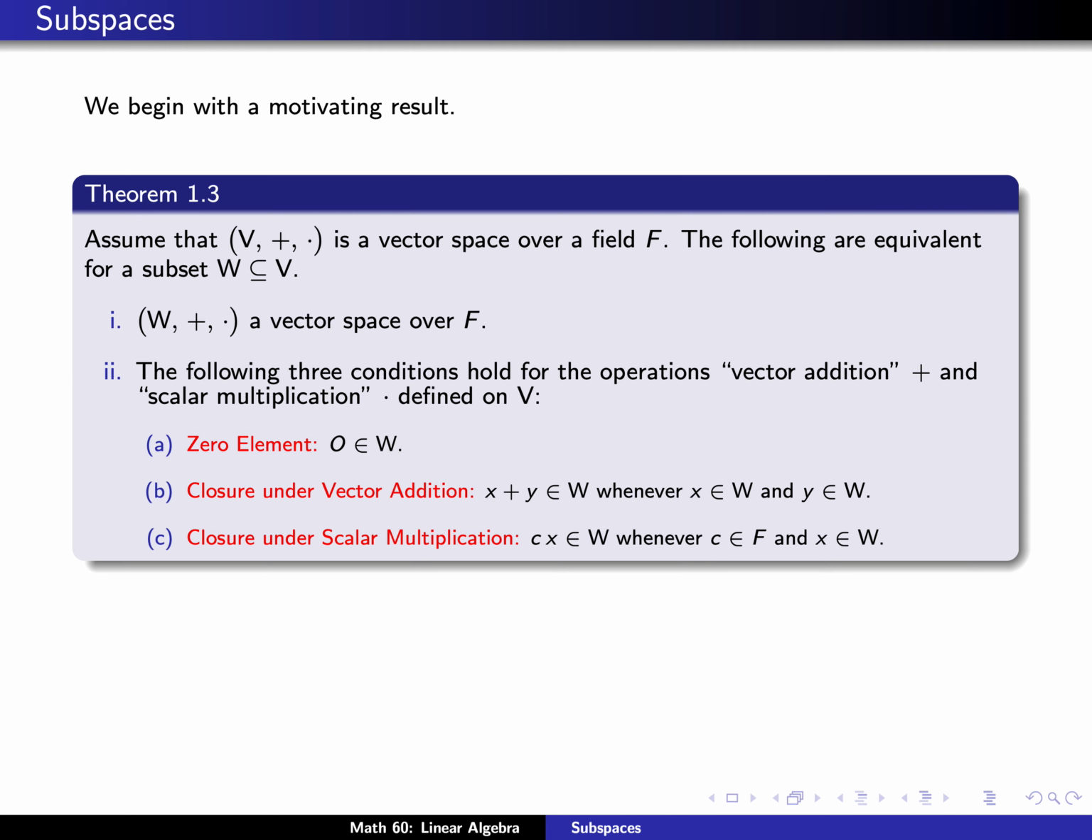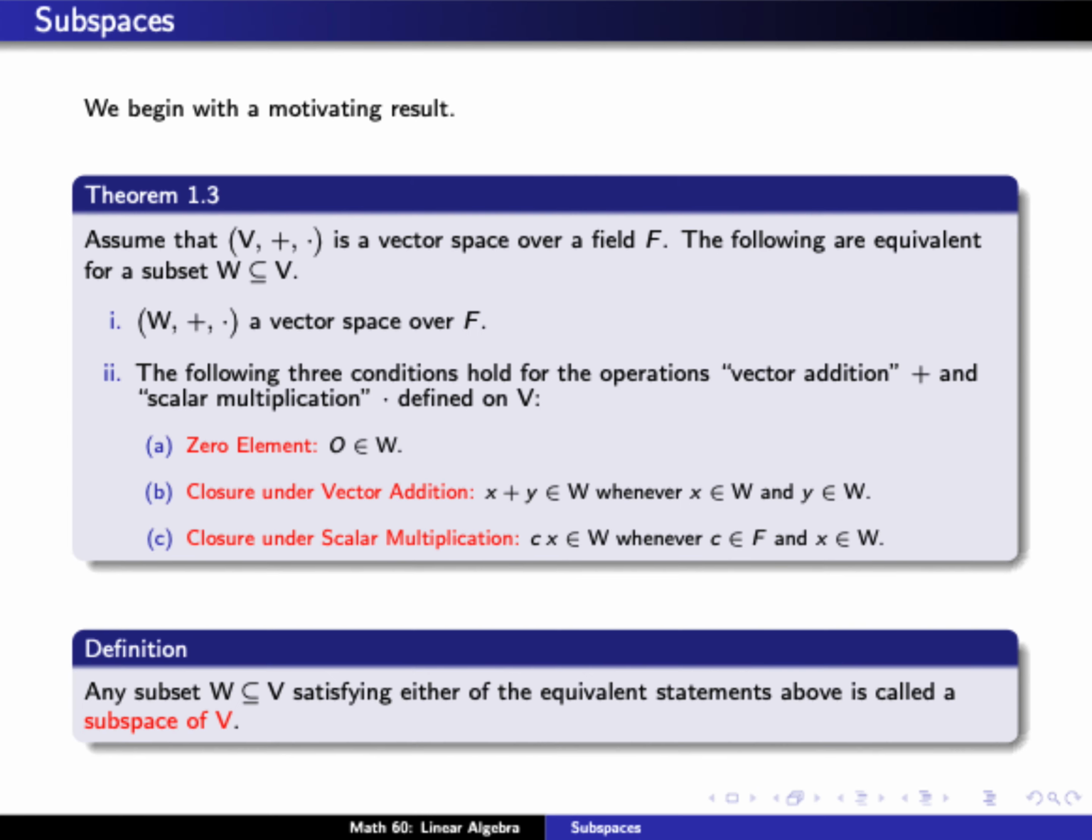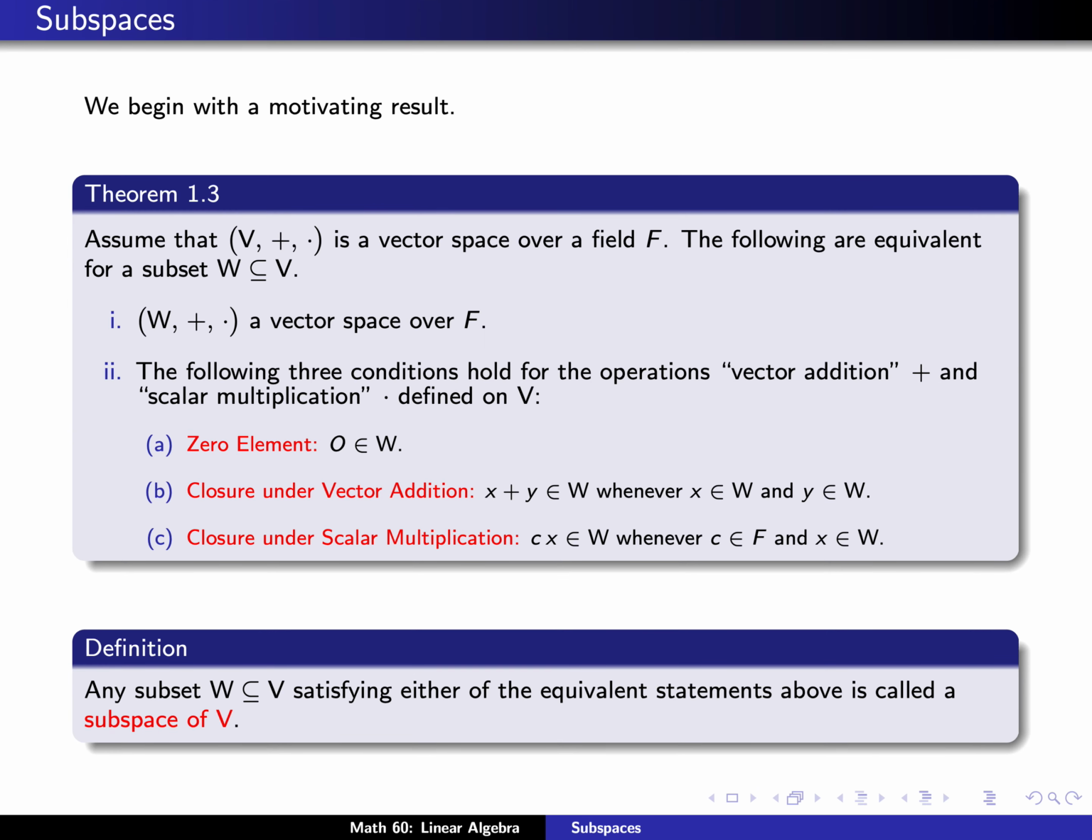What that means is, given any two elements X and Y in W, the sum must also be in the smaller set W. And third, we need closure under scalar multiplication. What that means is, given a scalar C and a vector X, then the product C times X must be in the smaller set W. If either statement I or statement II holds, then we'll say that such a subset is a subspace. A subspace is just a concatenation of the phrase subset that is a vector space.